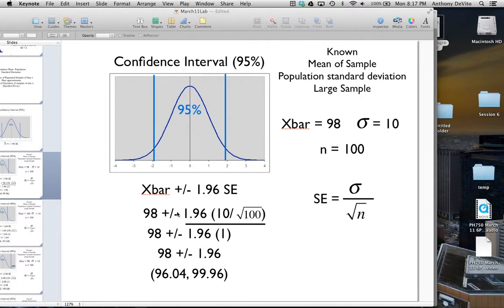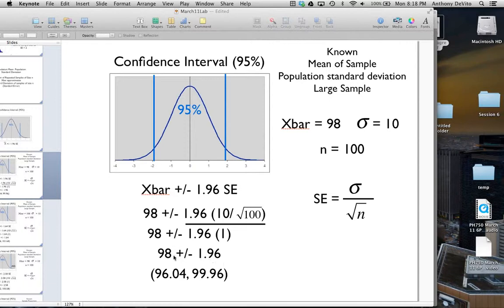Let me mention one other thing here. We are subtracting and adding this value here. We're saying that we think our mean is 98, give or take this value of 1.96, right? Because the standard error happened to be 1. If it were 2, it would be plus or minus 4. If it were 4, it would be plus or minus 8, and so on and so forth.